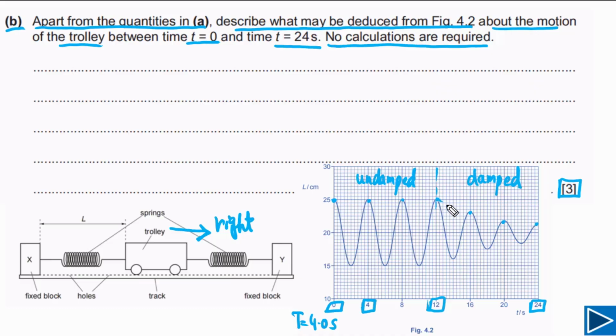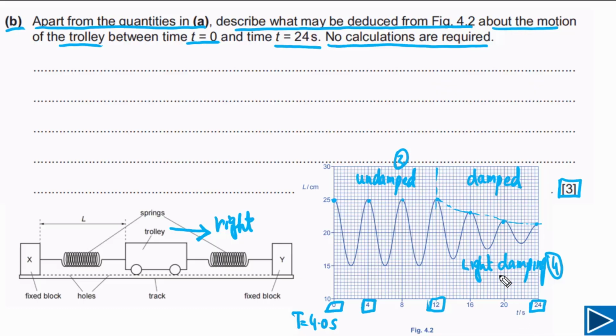But if you look at how the amplitude is decreasing, it is decreasing gradually, meaning exponentially. This kind of damping is light damping. So we can say this is light damping. This can be our third point, and this one can be the fourth point.